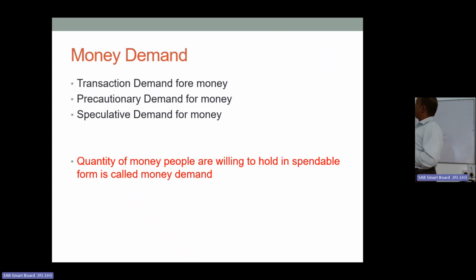People demand money for different motives. Transaction is for day-to-day transactions. You want to travel, you want to spend money on goods and other entertainment. For day-to-day expenses, you need to keep a certain amount of money in your pockets. So that is money demand under the transaction motive, and that depends on income.